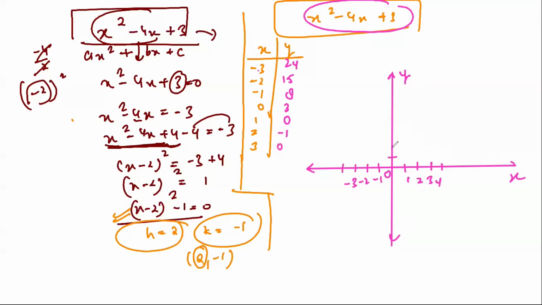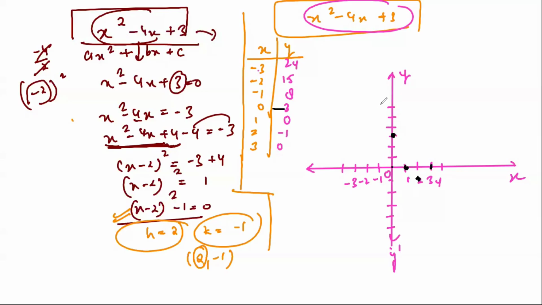Now here I have the values, so I'm taking approximate values: negative 1, negative 2, negative 3, and so on. This is y negative. Please understand. When x is 0, y is 3, so here. When x is 1, y is 0, here. When x is 2, it's negative 1, so here. When x is 3, again it is 0. When x is negative 1, it is 8.